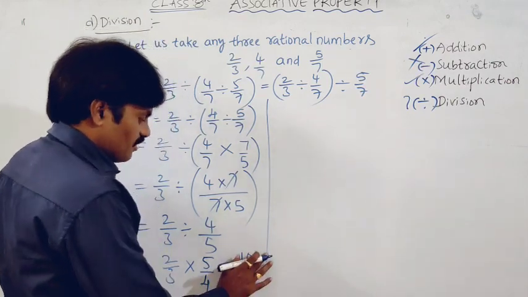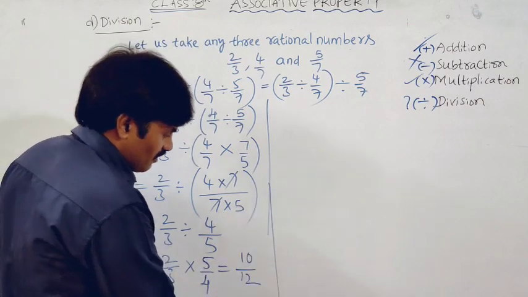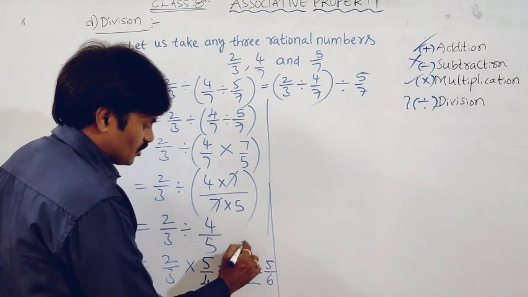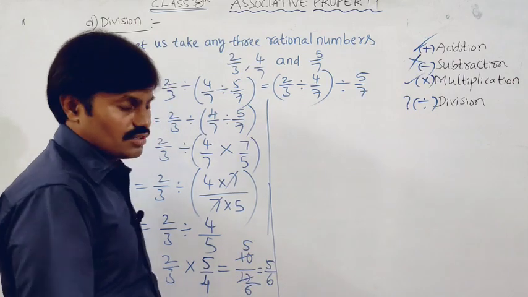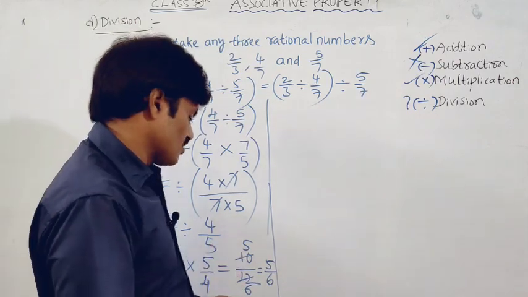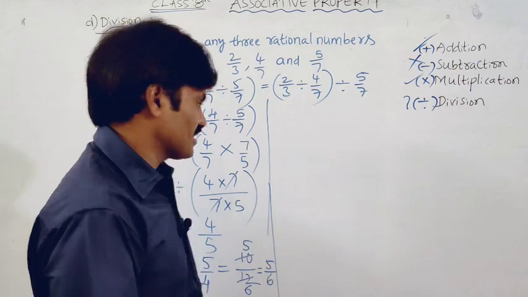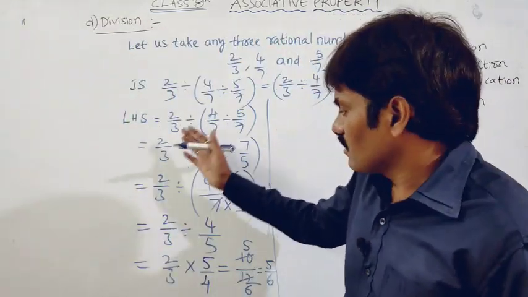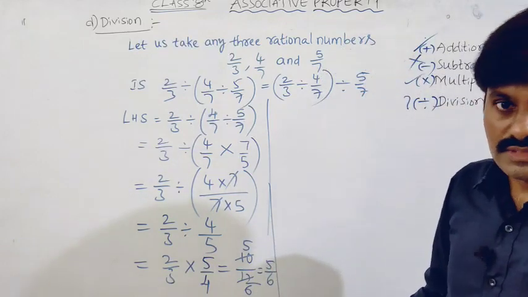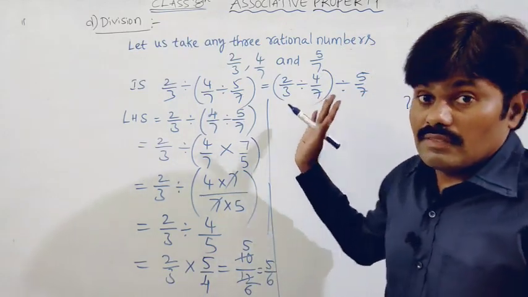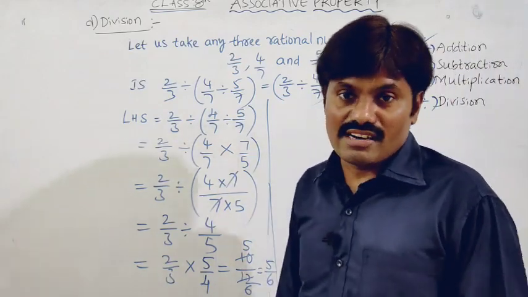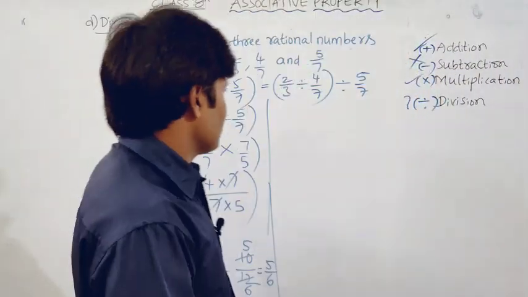Or else, if we simplify, we know the simplification of fractions. We get 5 by 6, dividing the numerator and denominator by the common factor 2. Yes, 2 fives are 10, 2 sixes are 12. The answer is 5 by 6. Okay. By simplifying the left hand side part, we have got the result 5 by 6. Now we check whether the right hand side part also gets the same answer after simplification or not. Let us see now.